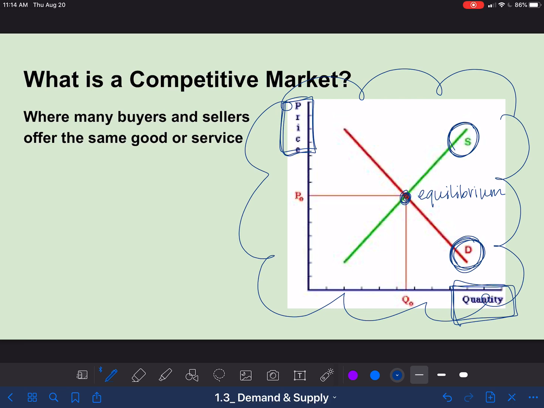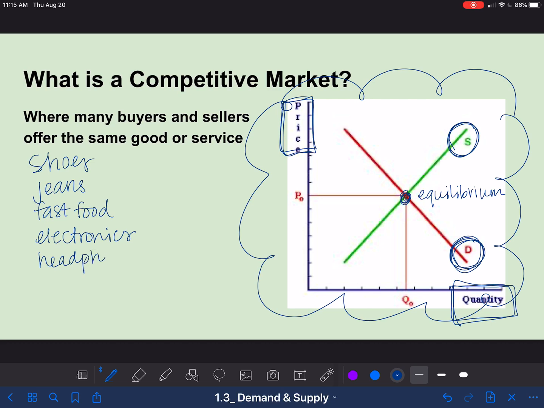So what are some examples of a competitive market? Well, the market for shoes. All shoes are basically the same. The only thing that's different is slight style and color changes, but that's a competitive market for shoes. Jeans is a competitive market. We can talk about the fast food competitive market. We can also look at the competitive market for electronics. We can look at the competitive market for headphones.